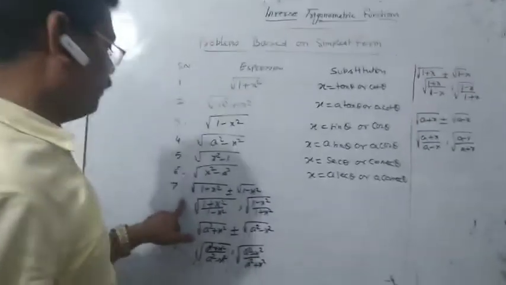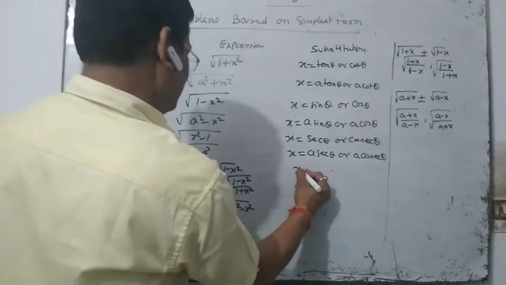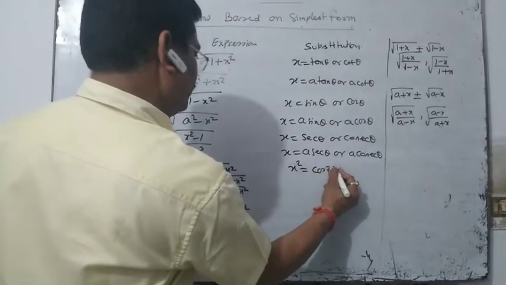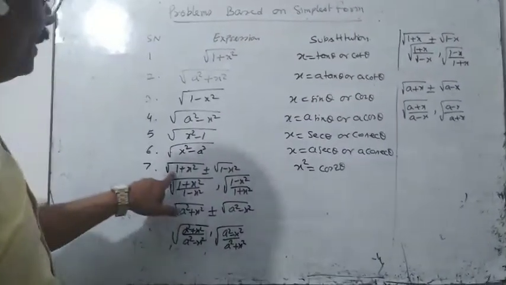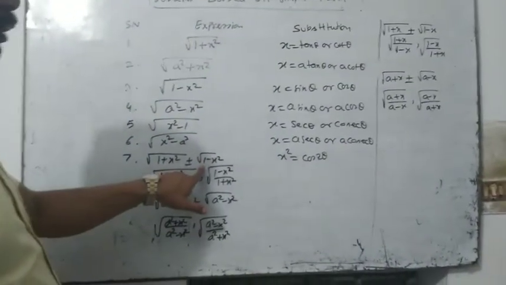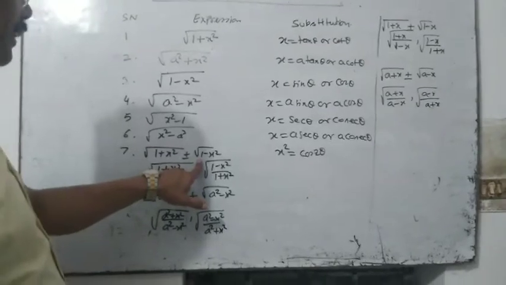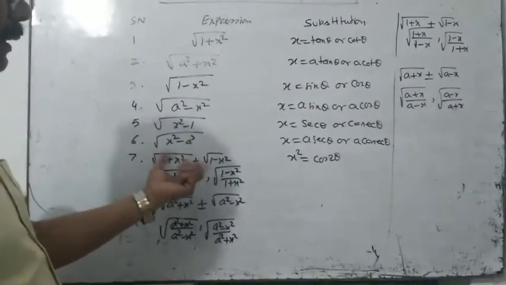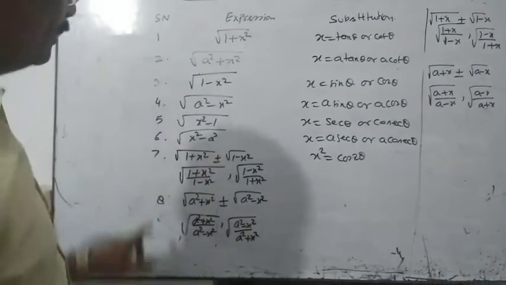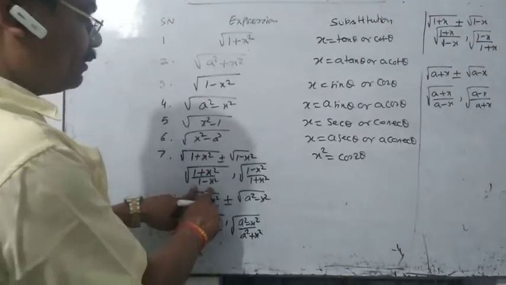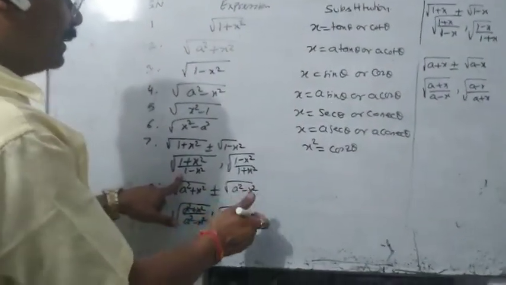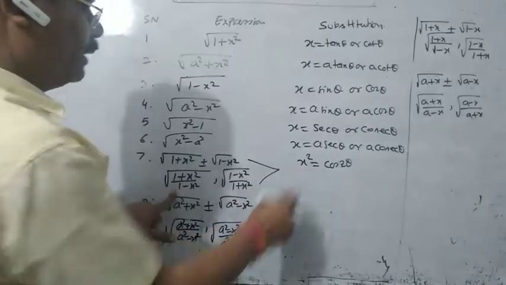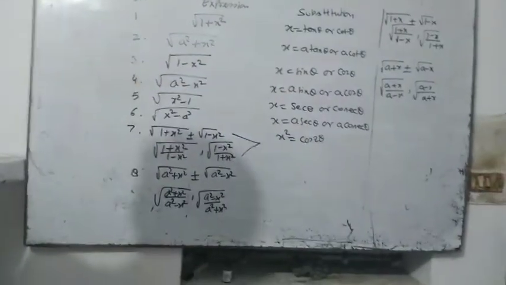If the expression is root of 1 plus x square plus or minus root of 1 minus x square, put x square equal to cos 2 theta. Because 1 plus cos 2 theta is equal to 2 cos square theta, and 1 minus cos 2 theta is equal to 2 sin square theta, this expression is converted into the simplest form. Similarly, for 1 plus x square upon 1 minus x square, or 1 minus x square upon 1 plus x square, you can always put x square equal to cos 2 theta.